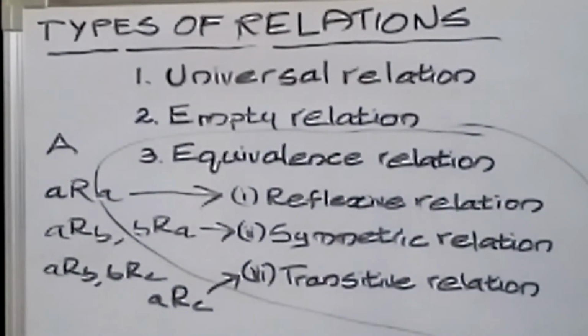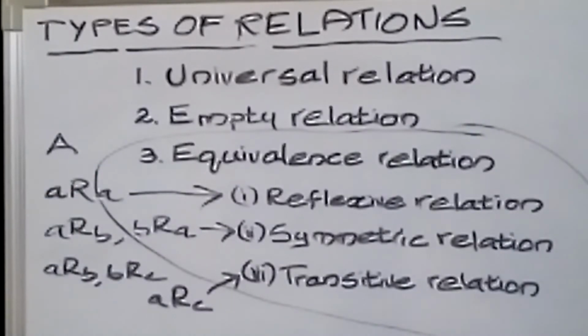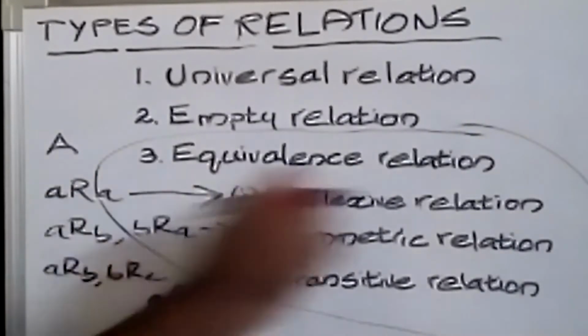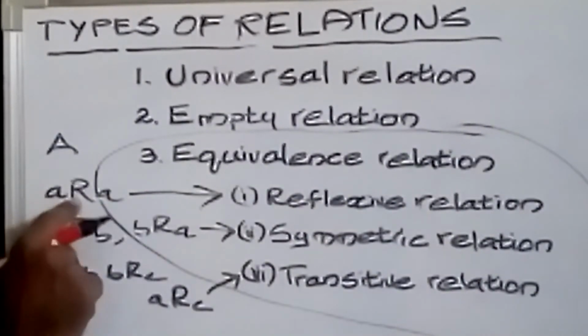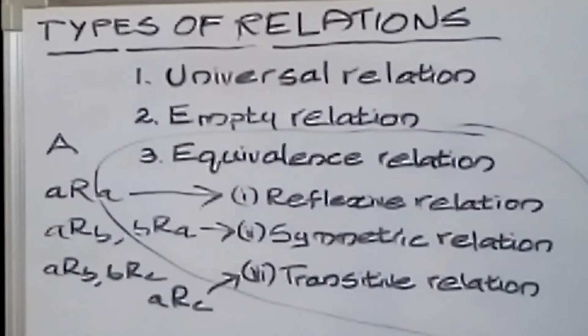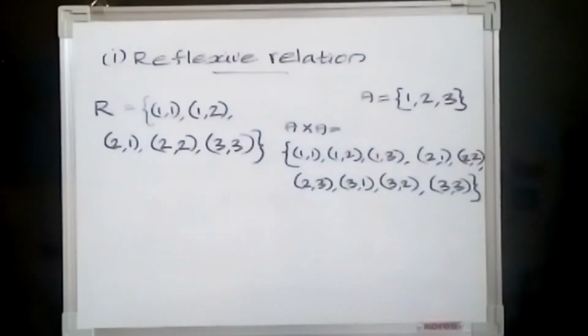Once more, the first one is a reflexive relation. Consider this set A. If every element of A is related to itself, the relation is said to be a reflexive relation. We write a R a, a is related to a. We are going to explain a reflexive relation in detail.